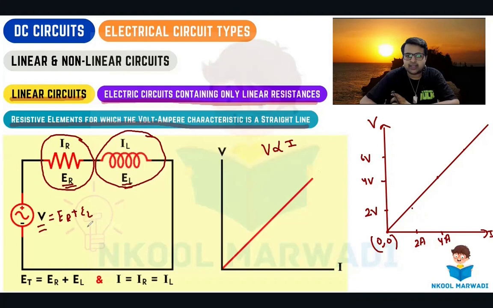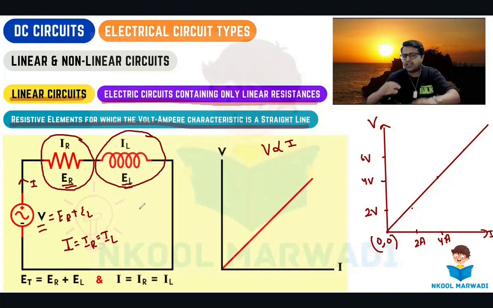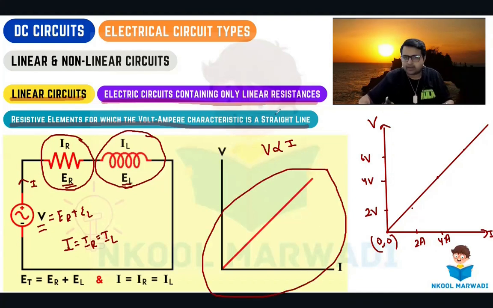Also I can say that the total current flowing in this circuit will be equal to IR, will be equal to IL, because in series the current flowing will be the same. Whatever current I have here, the same current will flow in this resistance, so IR will be equal to I, and the same current will flow in the inductor, so IL will be I. Okay, this is very good. When we change the different voltages and measure the current, we will get a straight line like this. So this is a linear circuit.